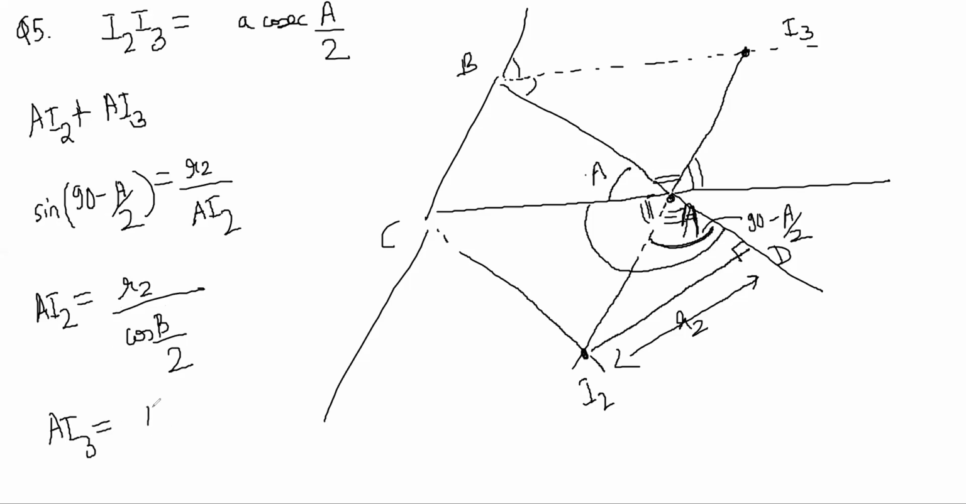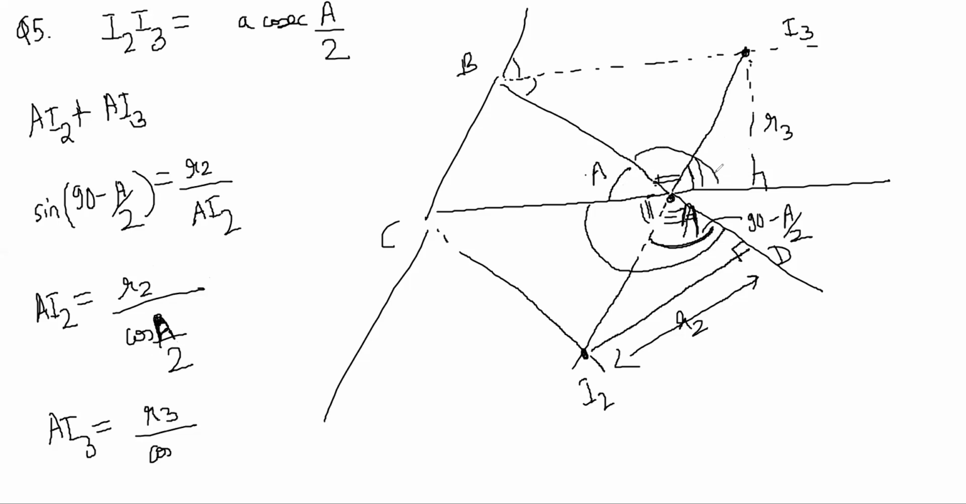AI3 will be R3 by cos of, let's worry about this one now. So again, if you drop a perpendicular like this, this is R3. This angle is again A by 2, right? Cos of A by 2 was here, no? It's not B by 2, it's cos of A by 2. And similarly here also cos of A by 2, no? R3 by cos of A by 2, because same angle, no?